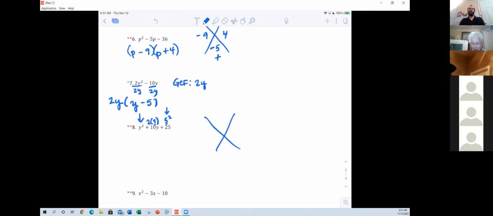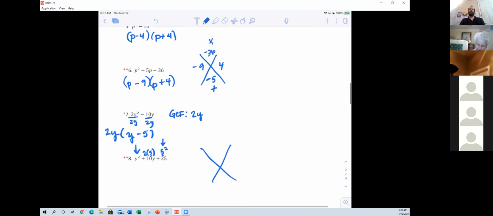See, like up here, the first and the last were perfect squares, right? But for one thing, there's nothing that will square to give you negative 36, right? So if you've got a negative constant on the end, it's not ever going to be a perfect square trinomial.